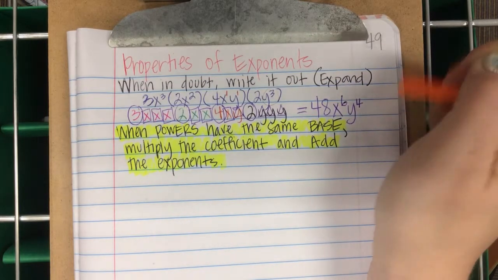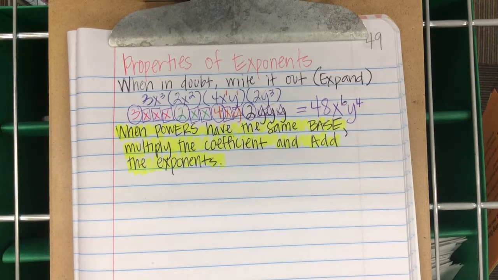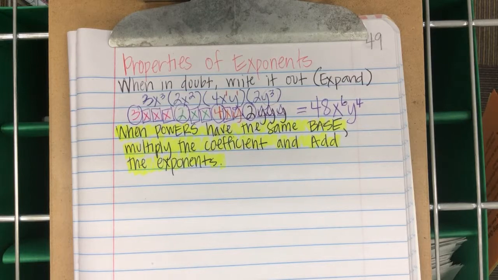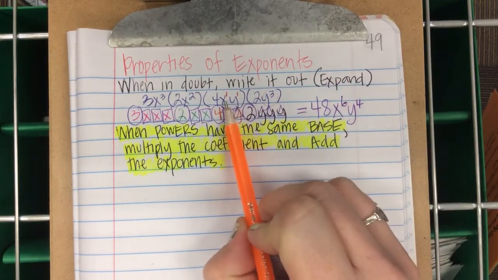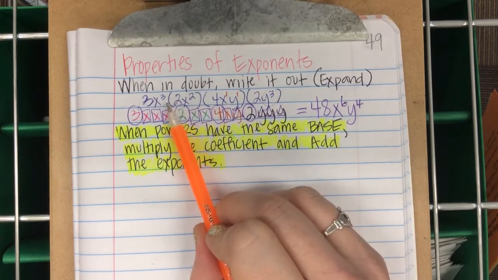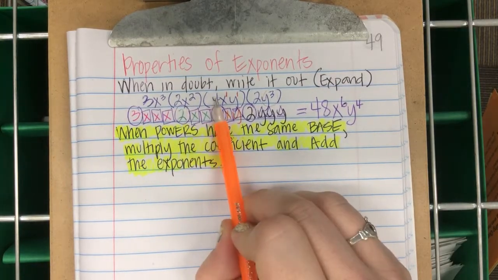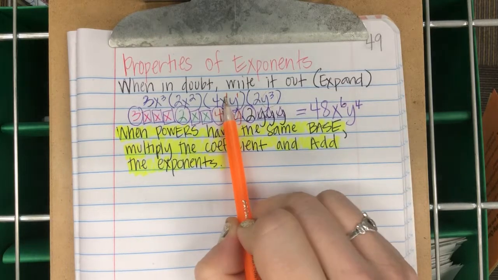So there are two ways to do it. You can expand it and reorganize. When in doubt, write it out. Or if you remember this rule, you can use this rule and it saves you a little bit of time. When powers have the same base, right? I can't combine these two because they're not the same. I've got an x and a y. Those are different bases. But this is the same base as this, is the same base as this. So they can be added together.